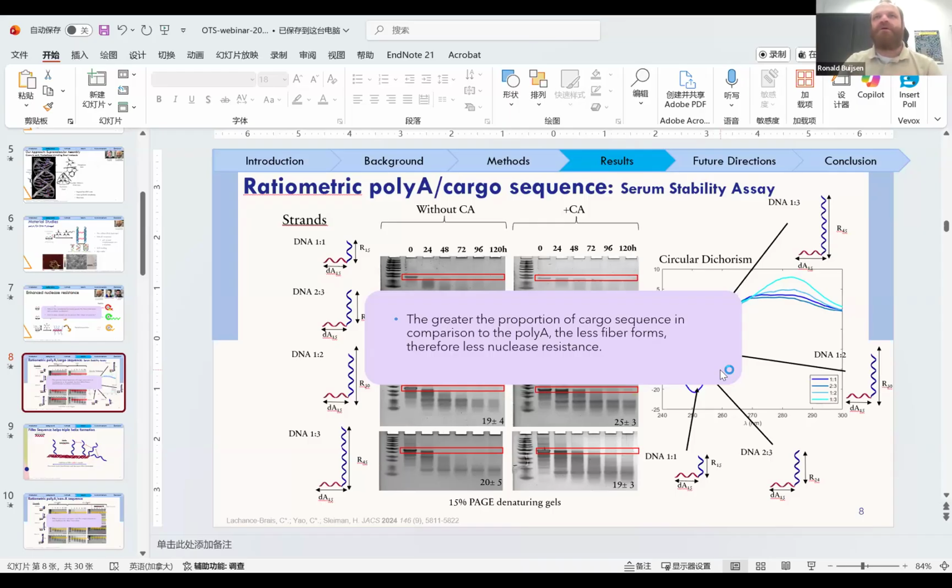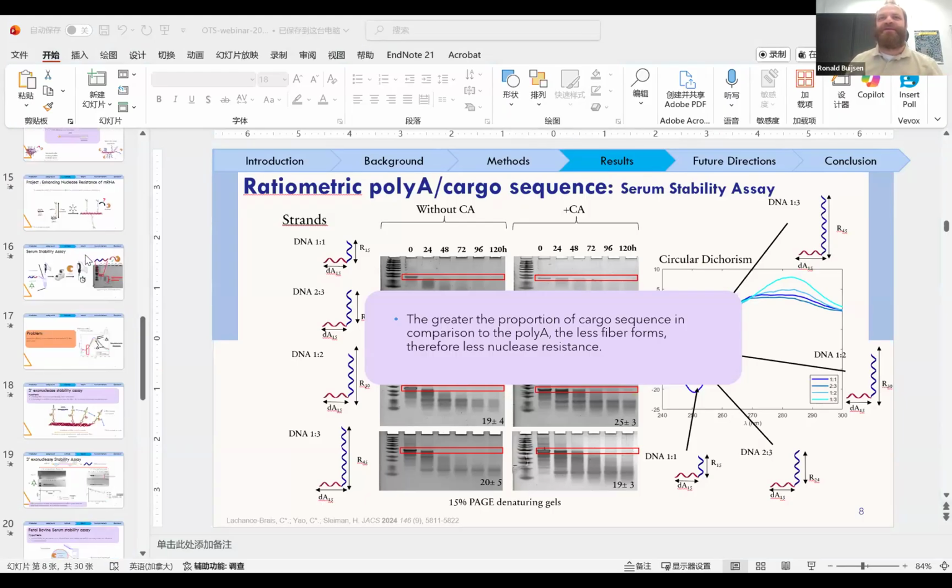Yeah, and I forgot to have a look at the Q&A. But one last question from myself: what about the PS overhang? Why is there such a difference in stability?